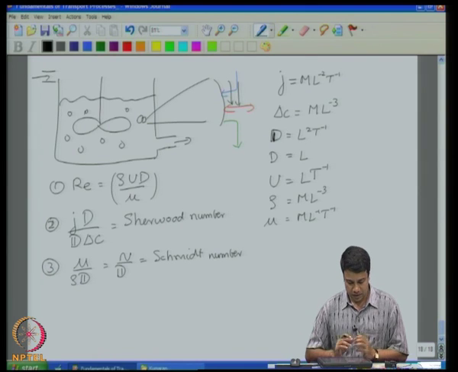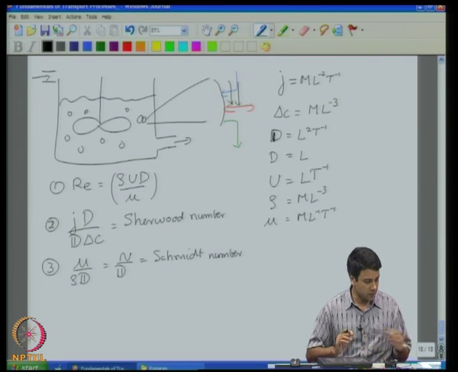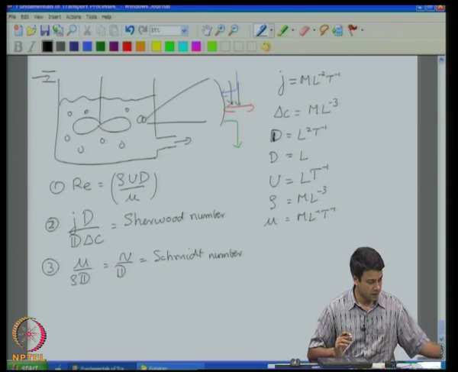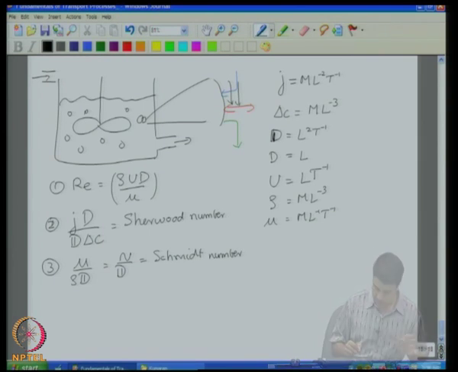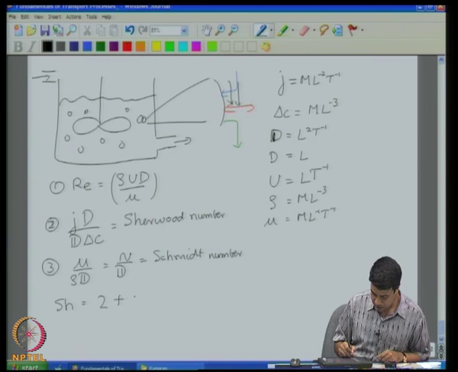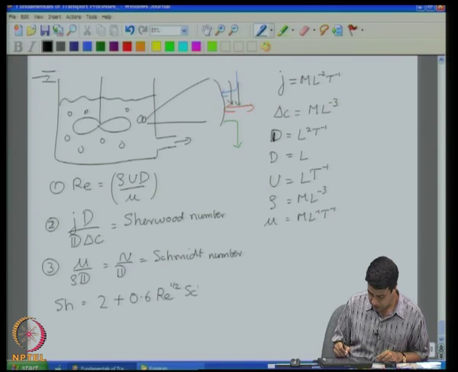Of course, beyond this one cannot go just by dimensional analysis alone, one has to go to correlations in order to find out what the diffusion coefficient is. And there are various correlations that are used in this problem. I will just briefly give you two correlations. One is that the Sherwood number is equal to 2 plus 0.6 Reynolds number to the power half times the Schmidt number to the power 1/3.